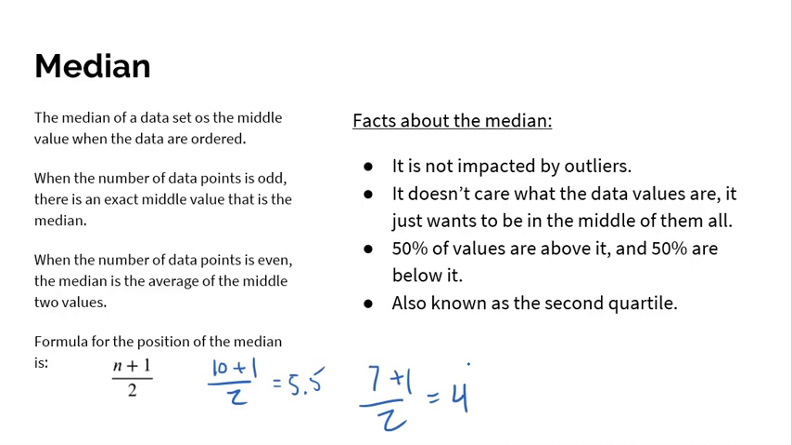So if there is a $1 million house in your data, then it doesn't matter. The median doesn't care what the value is. It just wants to go to the dead center of all your data values. So keep in mind that 50% are above it, 50% are below it. It's also known as the second quartile. Think of second quarters, 2 quarters. 2 quarters are worth 50% or 50 cents, right? So 50% below, 50% above.